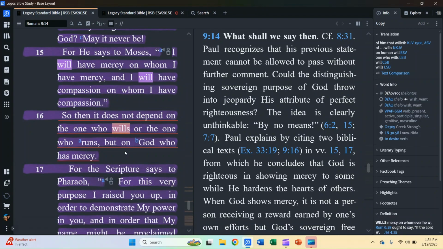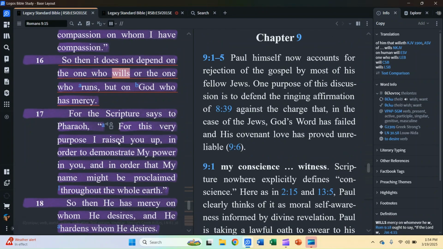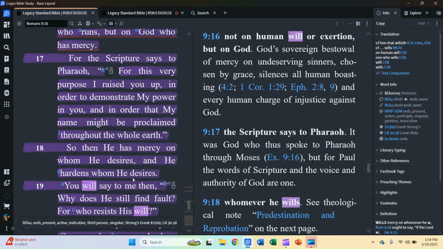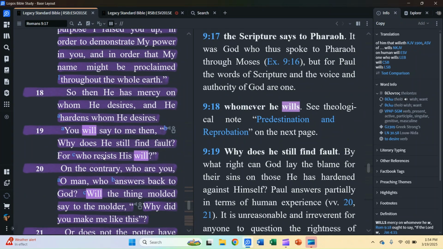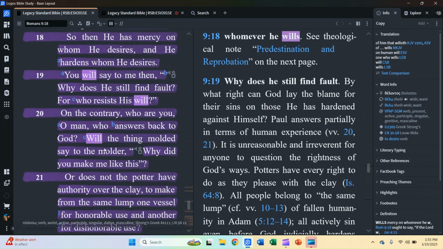For the scripture says to Pharaoh, for this very purpose I raised you up, in order to demonstrate my power in you, and in order that my name might be proclaimed throughout the whole earth. So then, he has mercy on whom he desires, and he hardens whom he desires. You will say to me then, why does he still find fault? Who can resist his will? On the contrary, who are you, O man, who answers back to God? Will the thing molded say to the molder, why did you make me like this?